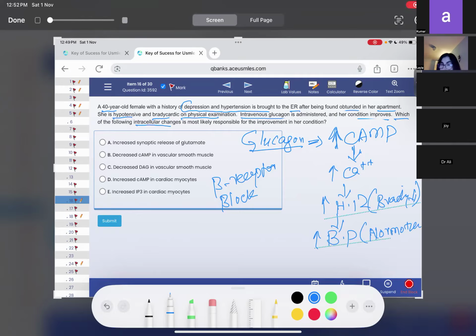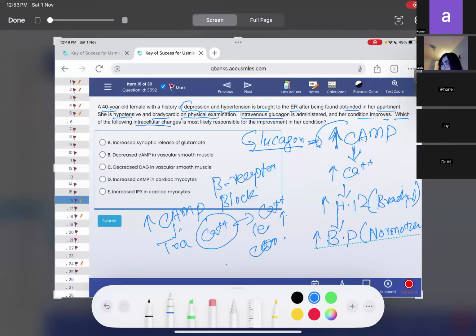Okay, doctors? I have already told you that cyclic AMP in myocytes will trap the calcium inside, and this calcium will lead to increased contractility and also increased heart rate as well. Clear, everybody? Sorry, doctor, can you go over this again?